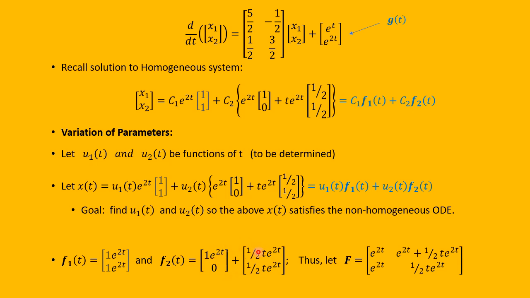So we'll just add these two column vectors together, and we get this column vector right here, whose first component is, let's see, e to the 2t plus 1/2 t e to the 2t. The second component here is 0 plus 1/2 t e to the 2t, which gives us 1/2 t e to the 2t. So this matrix, capital F, this 2 by 2 matrix, just had F1 and F sub 2 as its columns.